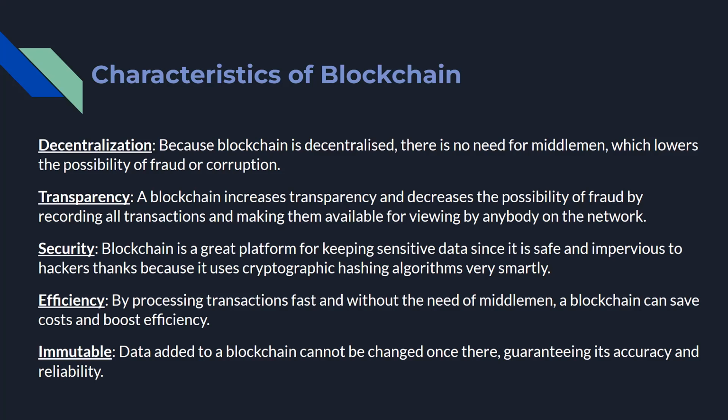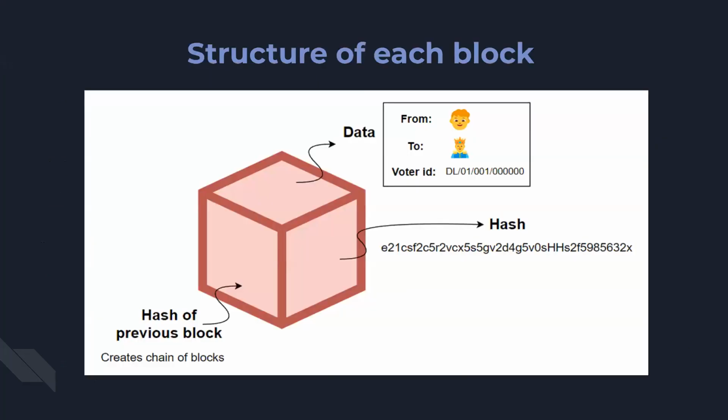So the data is immutable, the security is not a concern, and it is a very safe system. Now, like what I was saying earlier, the structure of each block. So the block stores data, that is who voted to who. As we can see, the person X voted for party A and their voter ID is stored.